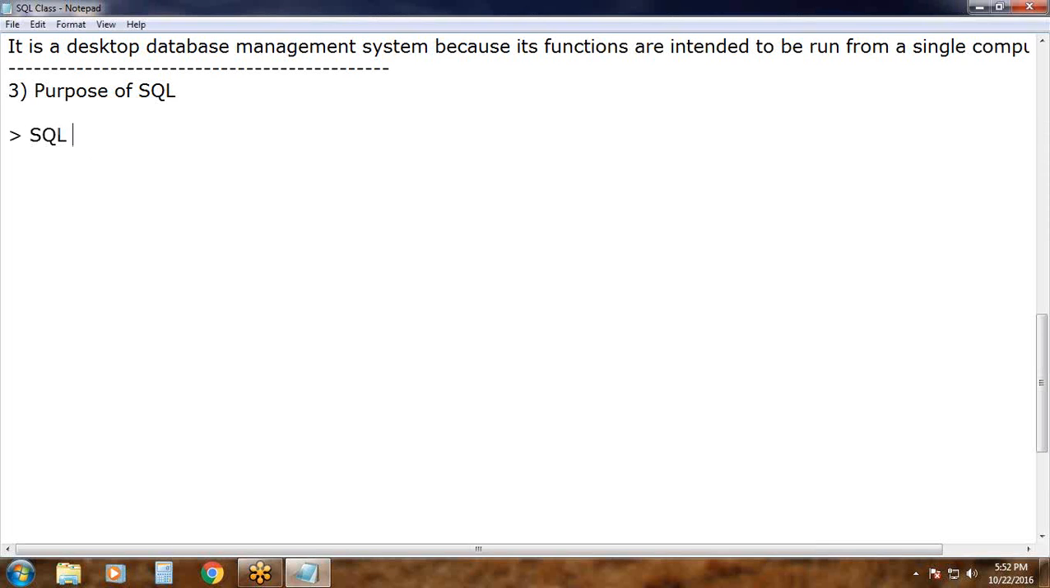SQL is used to create new databases, one or more, in a database management system. Next, SQL is used to create new tables in a database.